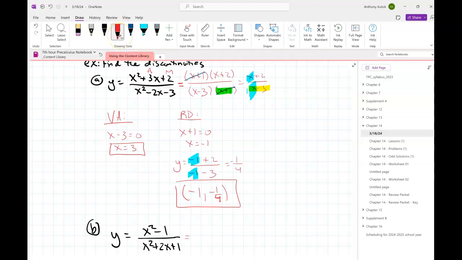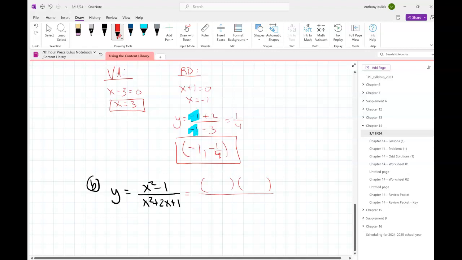So first step starts with an F: factor it all. How does the numerator factor? Or the denominator? Just somebody tell me one of them, please. Numerator, denominator. How do they factor?